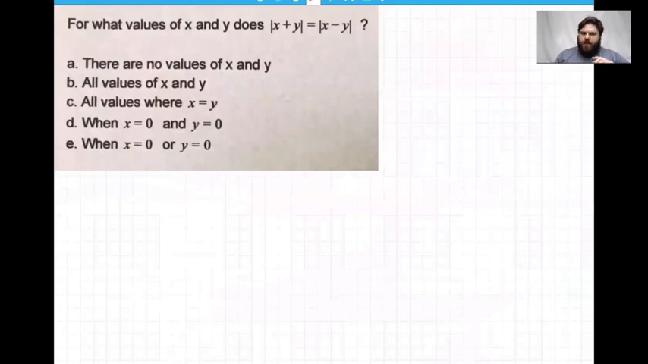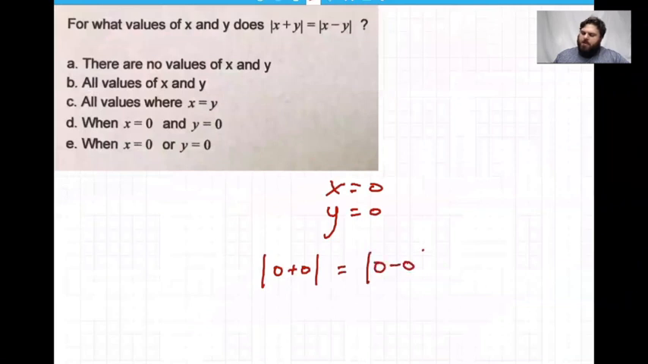There are no values of x and y. Well, what if x was 0 and y was 0? Isn't it true that absolute value of 0 plus 0 would equal absolute value of 0 minus 0? Right? Absolute value of 0 is 0, and that's the same thing as the absolute value of 0, which is 0. So in that case, you can say, well, it's not A. I can find at least one value where it works.